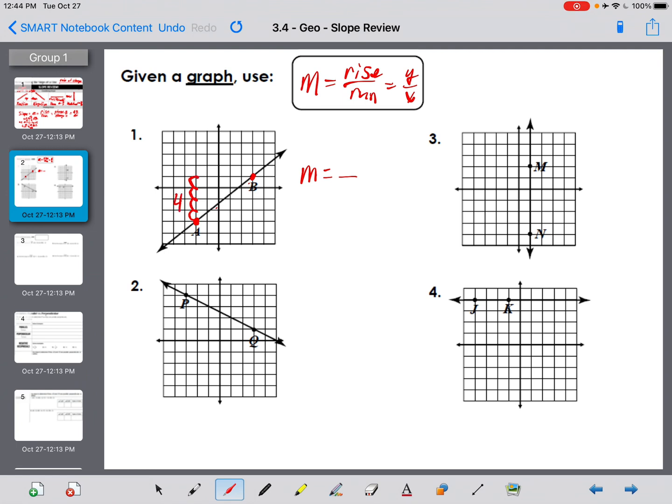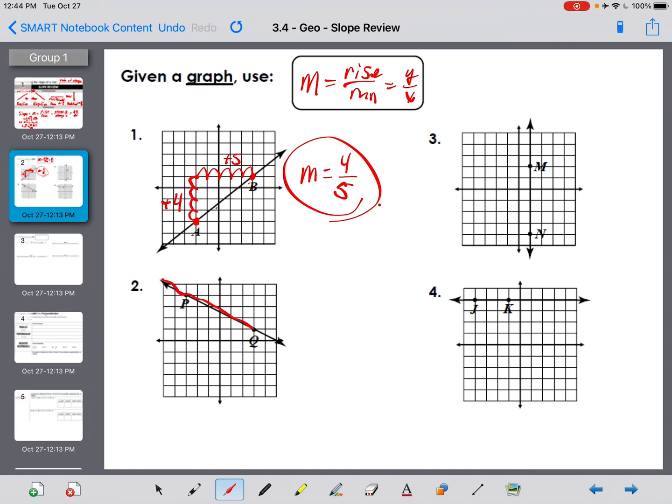So I'm going to count 1, 2, 3. That's 4 upwards. That's going to go on top. And it's 1, 2, 3, 4, 5 to the run. Up is positive. Right is positive. So that's a positive 4/5.